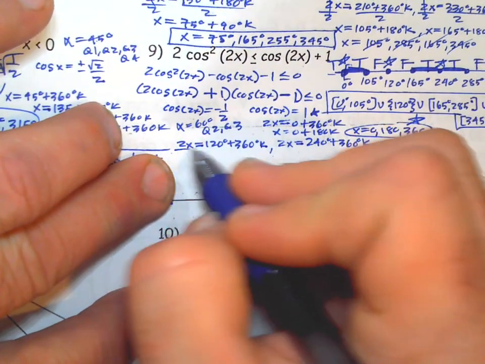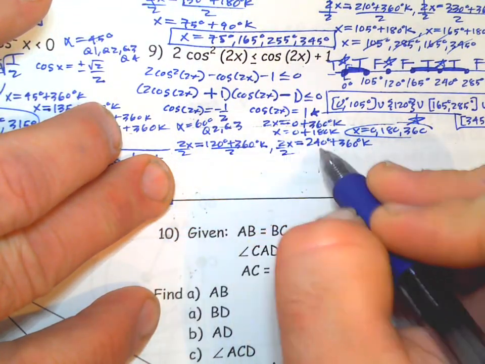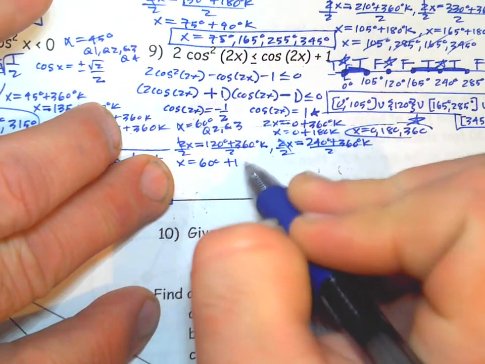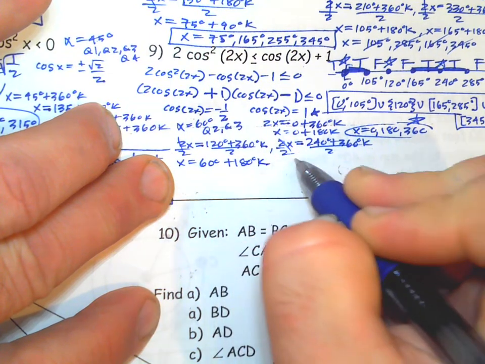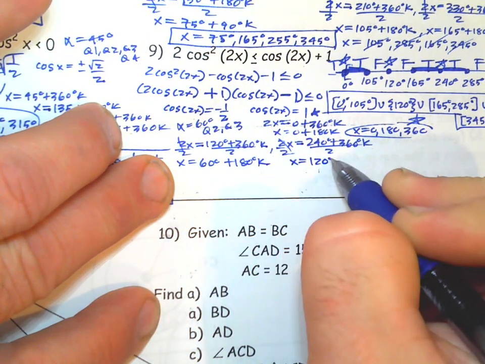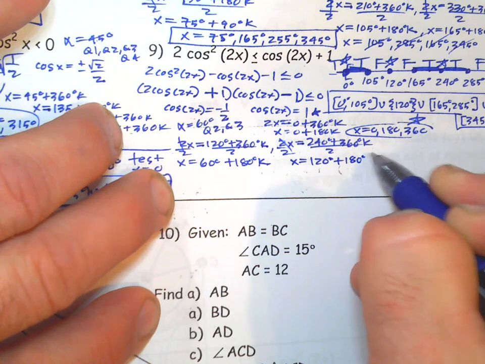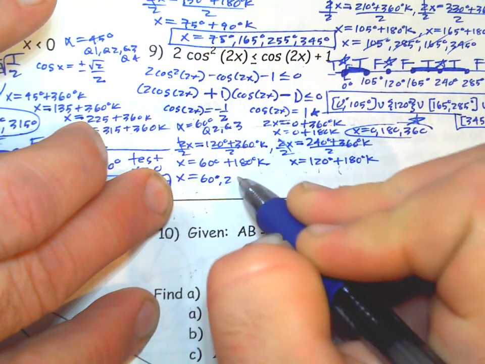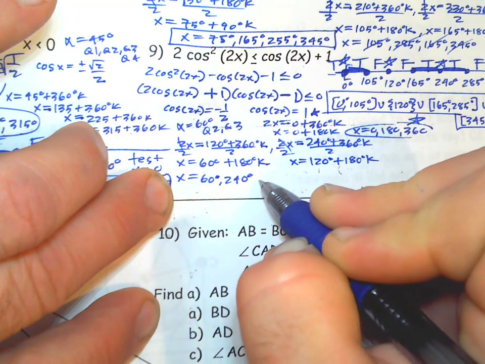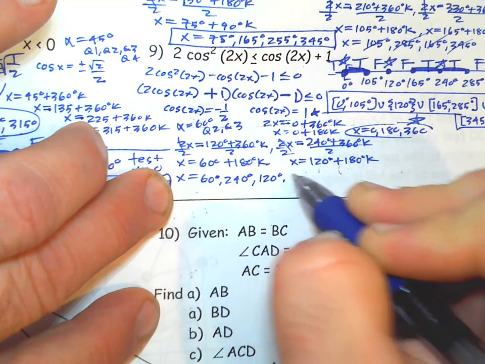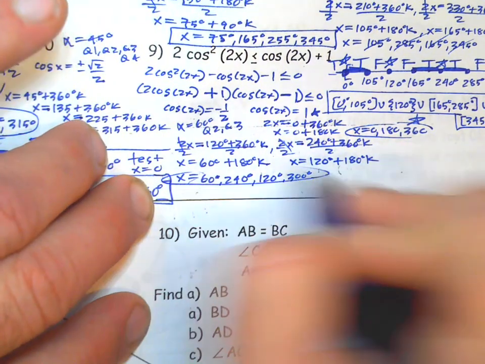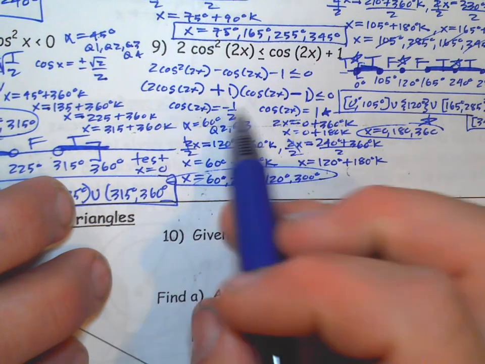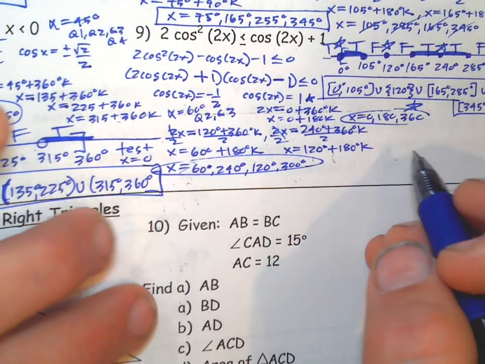These guys are going to divide by 2. So we get 60 plus 180k, and 120 plus 180k. And so it's going to be 60, 240, and 120, and 300. And we expect to get twice as many answers as normal because the 2 cuts the period in half, makes everything happen twice as fast.